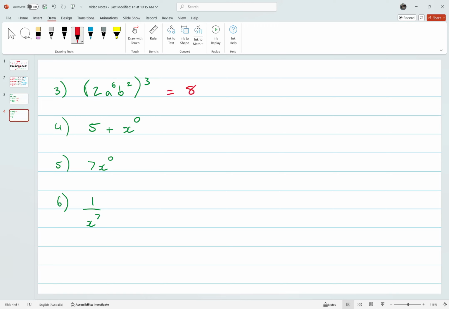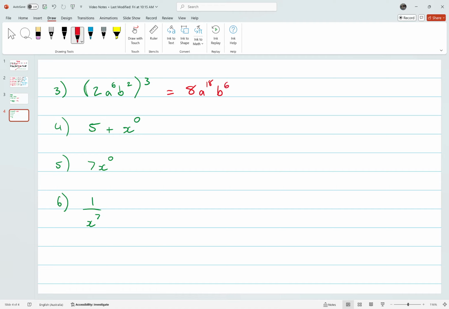And then for the rest of these, you remember that our third index law says that I multiply the two powers. So a to the power of 6, to the power of 3, is a to the power of 18. And then b to the power of 2, to the power of 3. Again, I multiply those powers, giving me b to the power of 6.